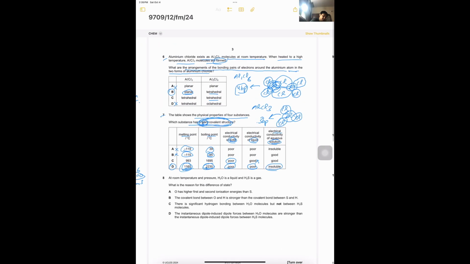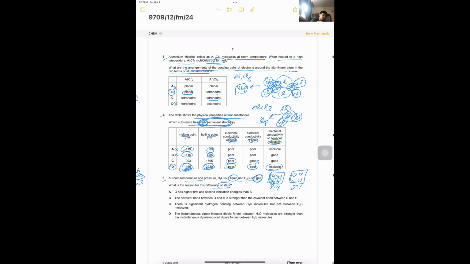Okay, question 8. At RTP, H2O is a liquid and H2S is a gas. What is the reason for this difference of state? In a liquid, the intermolecular forces are very strong compared to a gas. If this is a liquid, the molecules are very close, of course not arranged, and in a gas the structure is very far apart, and of course not arranged again. So this is for liquid, this is for gas.